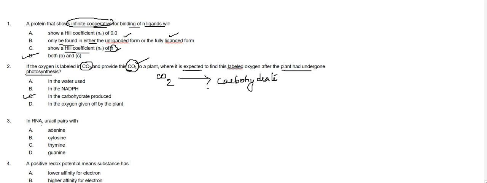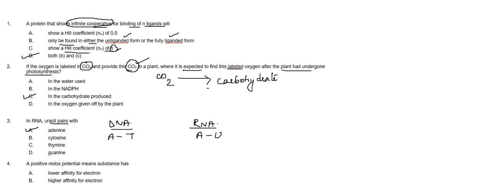Number 3. In RNA, uracil pairs with. So let's know about DNA first, then we will come back to RNA. In DNA, adenine base pairs with thymine. In RNA, in place of thymine, uracil is present. So adenine is pairing with uracil in RNA. So A will be the correct option.